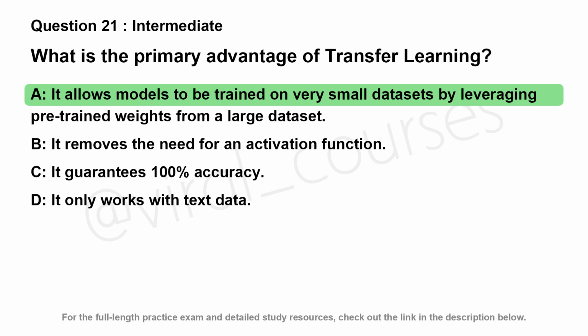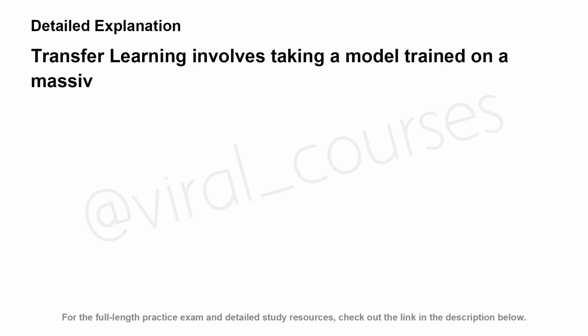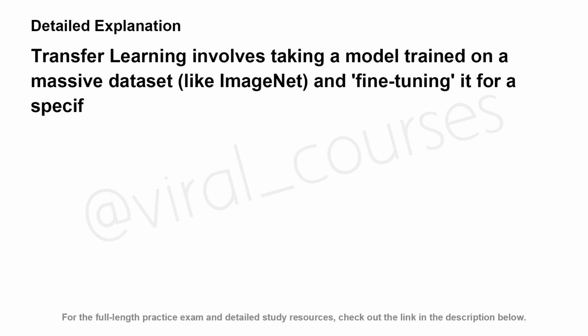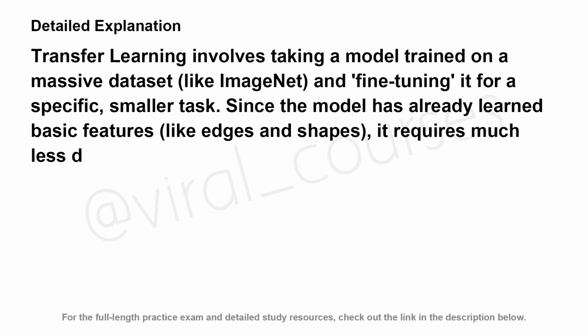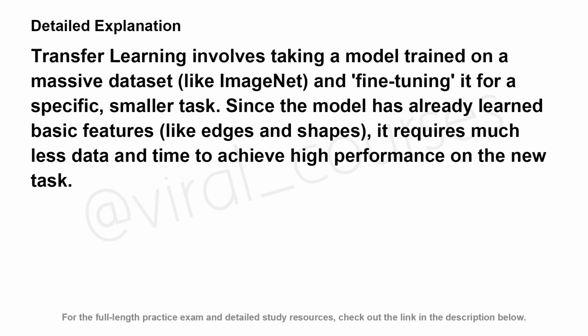The correct answer is A. Transfer learning involves taking a model trained on a massive dataset, like ImageNet, and fine-tuning it for a specific, smaller task. Since the model has already learned basic features, like edges and shapes, it requires much less data and time to achieve high performance on the new task.